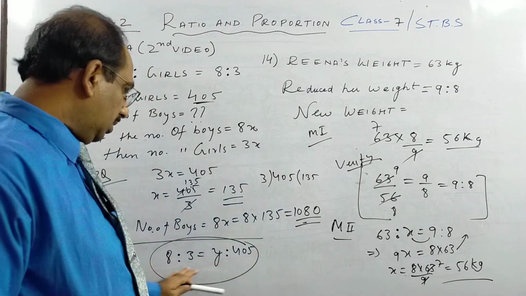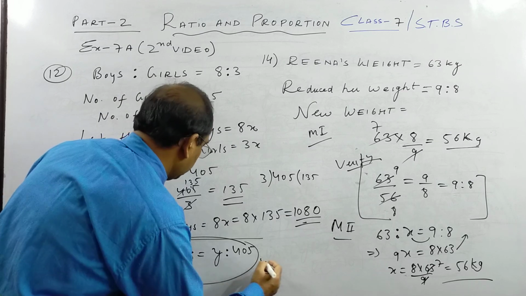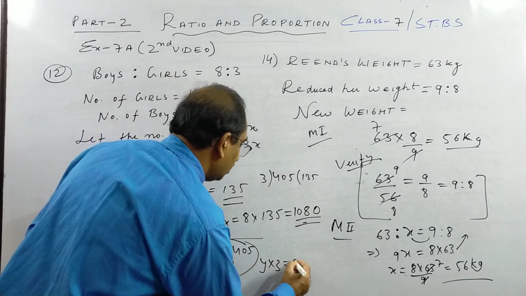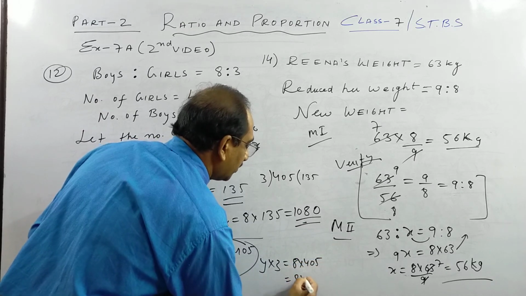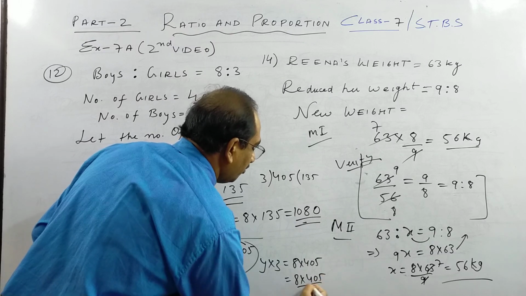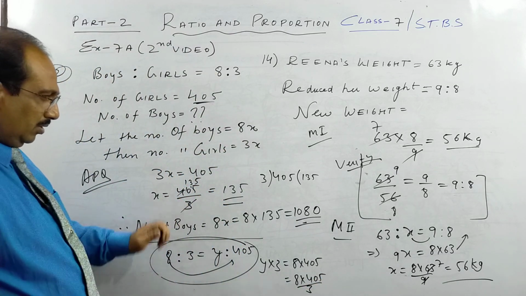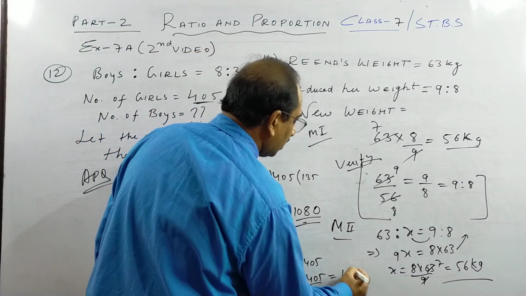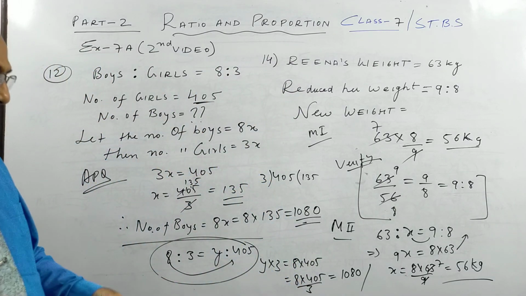This also you can solve like y into 3, product of means is equal to product of extremes. This you will learn in the next chapter. You come back after doing the next chapter: y into 3 equals 405 by 3. So you get the same thing, you see children here. But in one step you will get 1080. Okay, so this we will see in the next exercise.